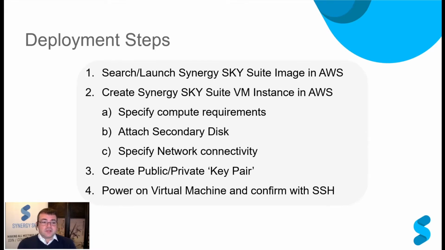So deployment steps. So first we're going to search and launch the Synergy Sky Suite image in AWS. We're going to create this instance and specify the compute requirements, attach secondary disk, and specify some network connectivity. Create the public or private key pair, and then power on the virtual machine and confirm with SSH.